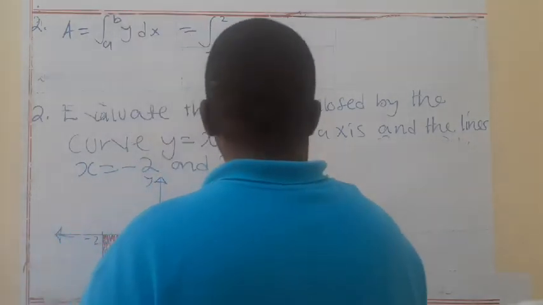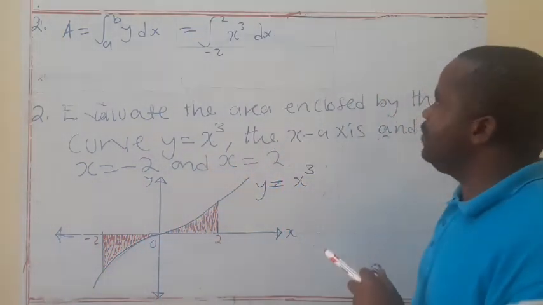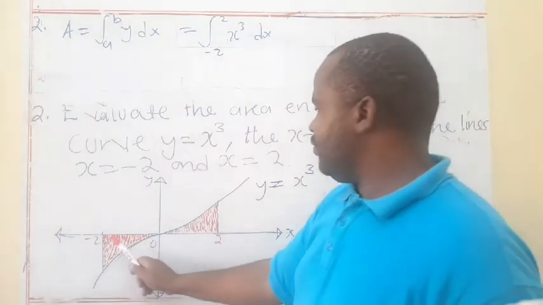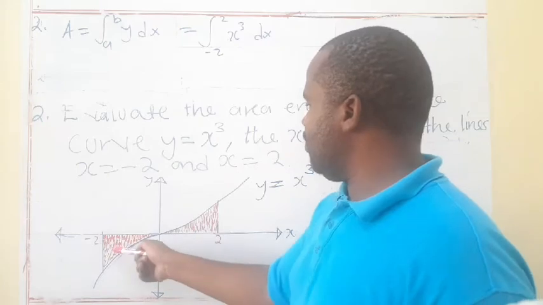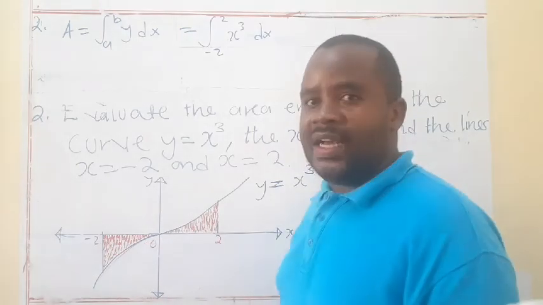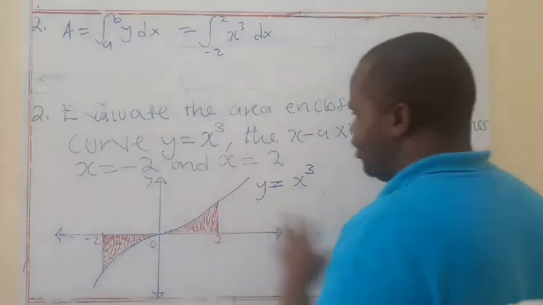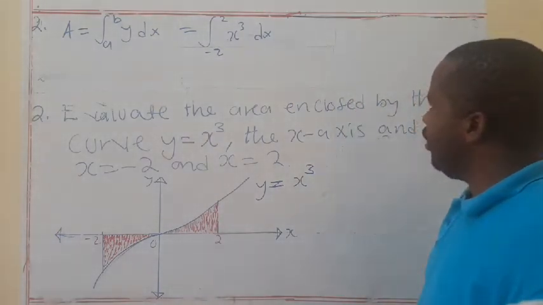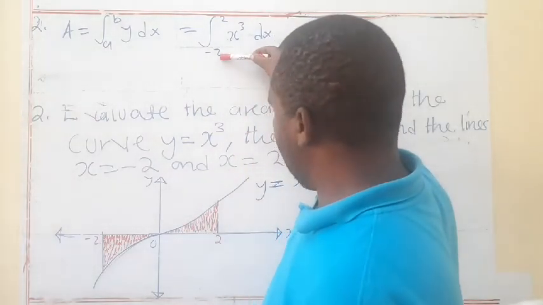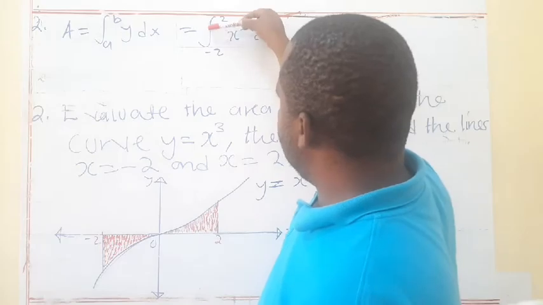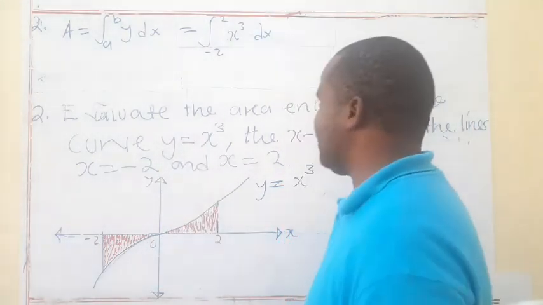Now, you must be careful with this. If this region and this region are the same, then you get 0, because this will give you a negative and this one will give you a positive. So what do you do? For such, you split. You need to have from negative 2 to 0, then 0 to 2. Get them separately. I hope I'm making myself clear.